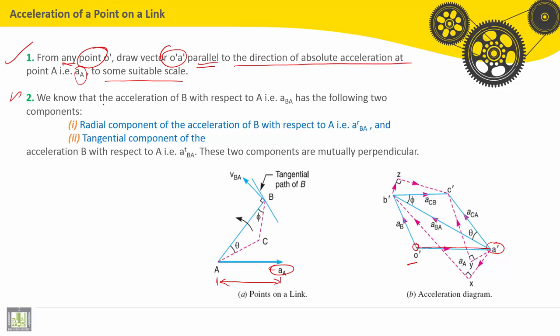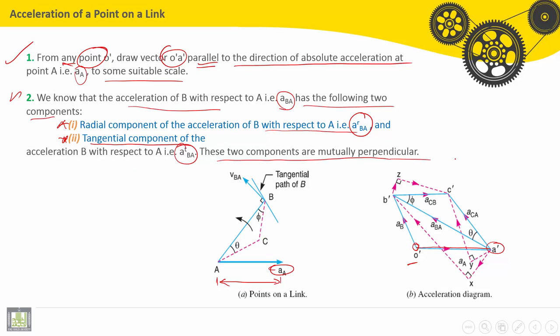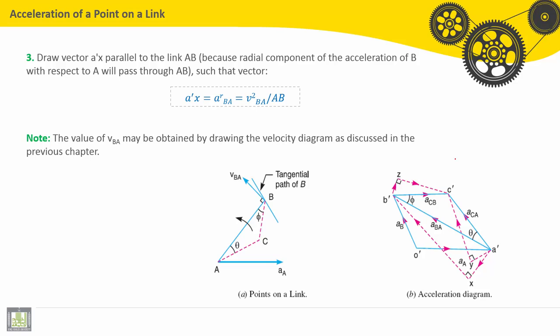Second step, we know that the acceleration of B with respect to A, ABA, has the following two components. Radial component of the acceleration of B, ARBA, and tangential component of the acceleration of B with respect to A, ATBA. These two components are mutually perpendicular. What we have to do now, draw the vector A dash X. We'll take another color. A dash X. How to draw A dash X?